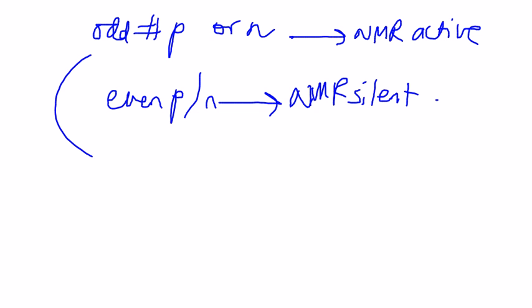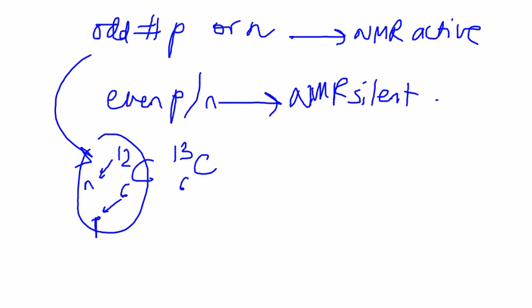What I mean by that is, let's say you have carbon 12, carbon 13. Here the proton number is 6, neutron is also 6, so both of these numbers are even. So C12, which is the naturally abundant isotope of carbon, is NMR silent. On the other hand, C13, where the proton number is 6 but the neutron number is 7, so there we go, you do have an odd number of neutrons, and so you would say that the C13 nucleus is going to be NMR active.